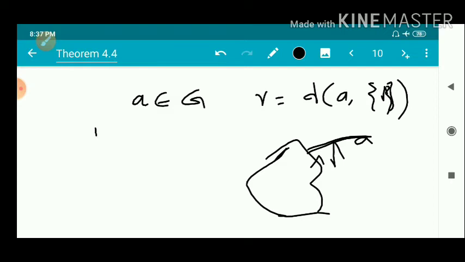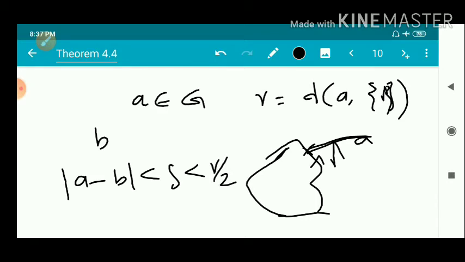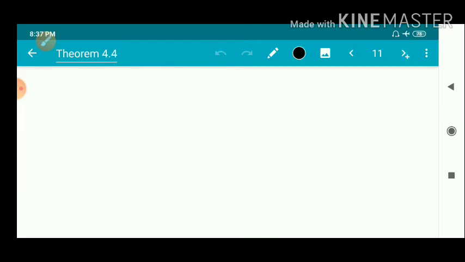And we consider another point B in G such that modulus of A minus B is less than delta. The distance between A and B is less than delta, where delta is less than r/2. That is, it is less than half of the distance between A and gamma, between A and the curve. Suppose this is r, then r/2 means we take the point as A and this is r, r/2 means, and B is a point here. So modulus of A minus B is less than delta, which is less than r/2. Now we take modulus of f of A minus f of B.